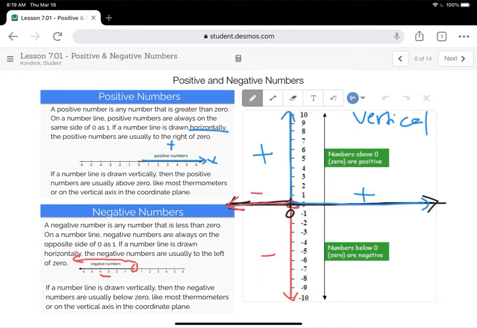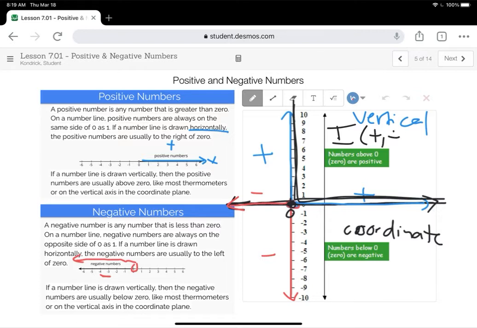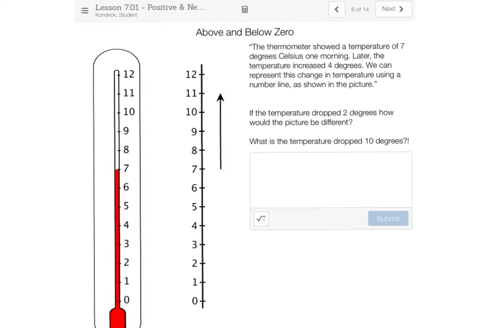Wait, Mrs. Condrick, isn't that the coordinate plane? Exactly. That is what the coordinate plane is. It is a combination of two straight lines meeting at the point 0, 0. So we've been dealing a lot with the first quadrant, which is that positive quadrant. But we are going to be dealing with all the others as well as we go through this next few units. Let's look at positive and negatives in a context.